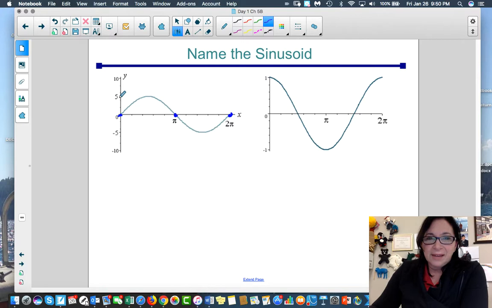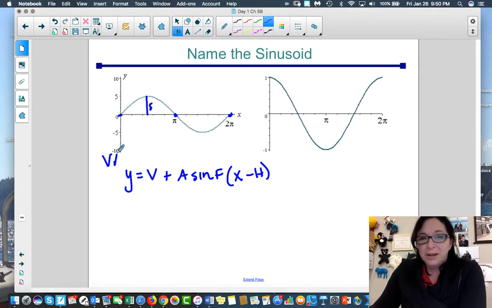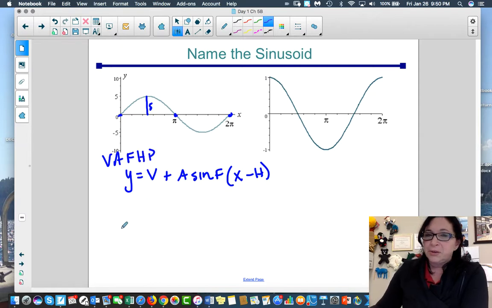Let's look at the height. See, this is 5. That's my height. That means my amplitude is 5. My VAFHP graph: vertical shift plus my amplitude times sine of my frequency times x minus h, that's the equation. That's my mnemonic, VAFHP. P stands for period.